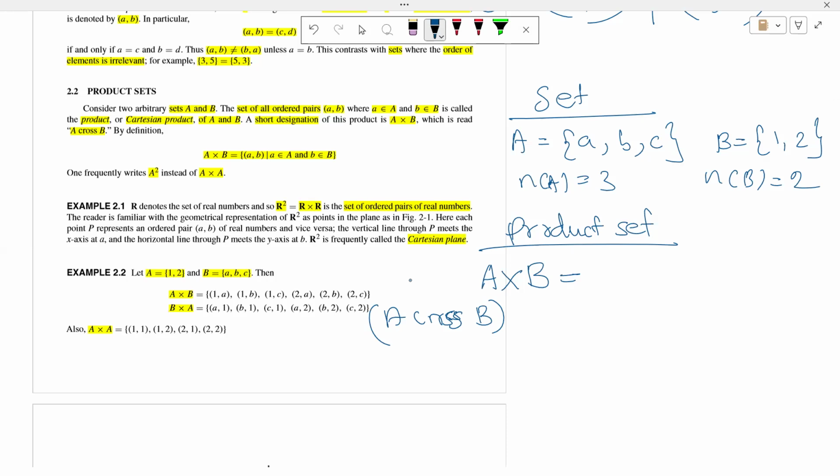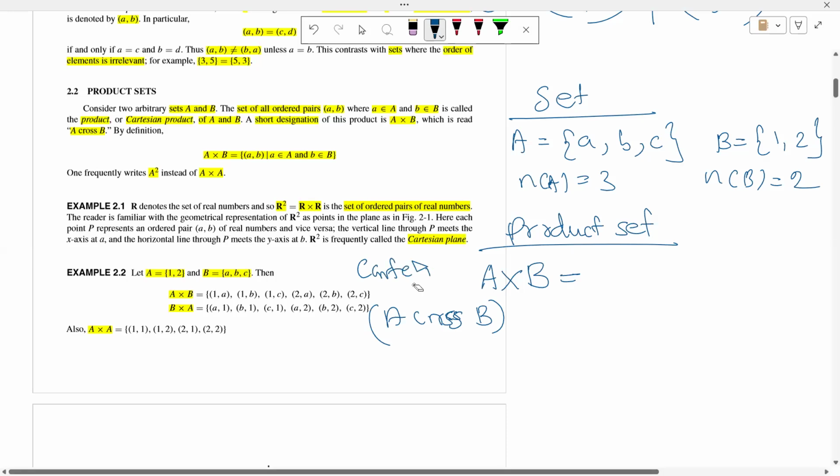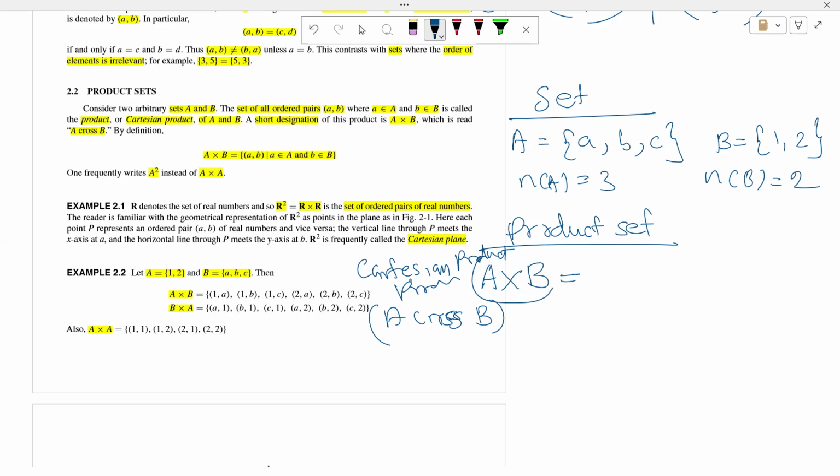So this is the product set. We can call this product set a Cartesian product, or we can say a product. All are correct. A cross B means the Cartesian product of A and B, or the product of A and B. We can call it by different names.